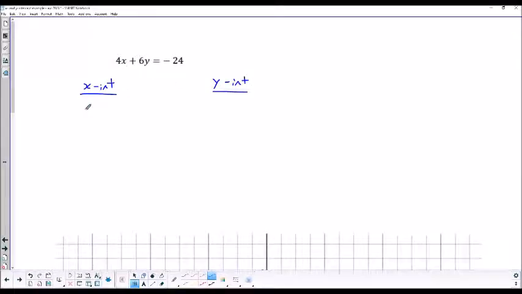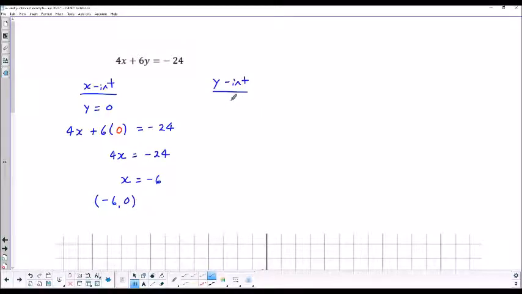Okay, and from before we know that for the x-intercept, every y coordinate on the x-axis is 0. So I can just substitute 0 in for y. 6 times 0 is 0. So 4x plus 0 is just 4x. So 4x equals negative 24. And then if I divide both sides by 4, I get x equals negative 6. So the ordered pair then is negative 6, 0.